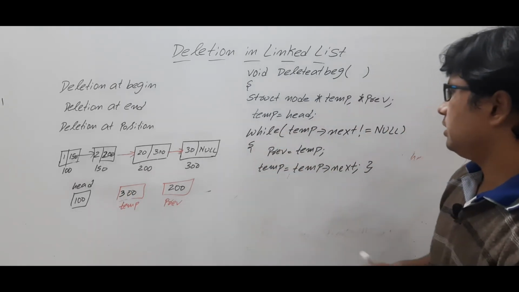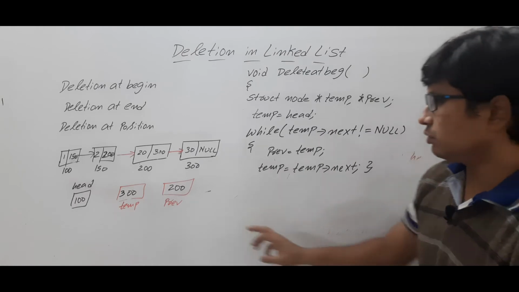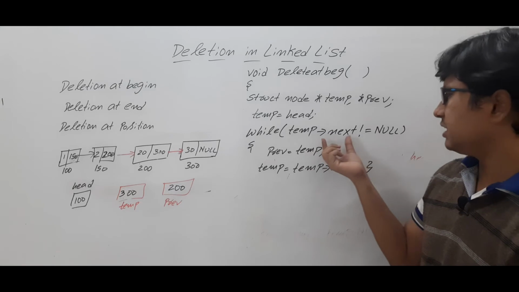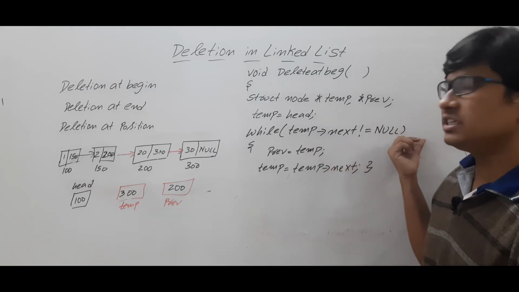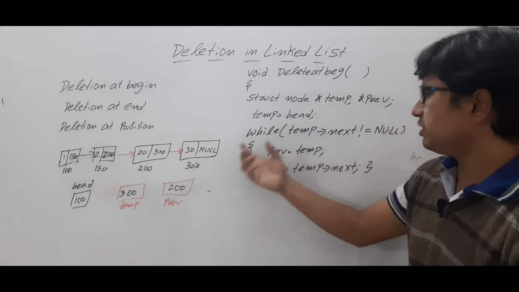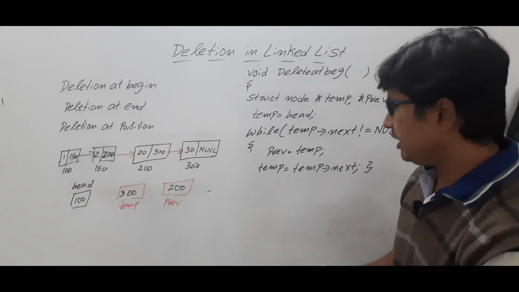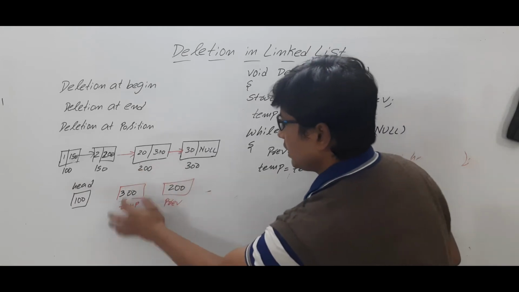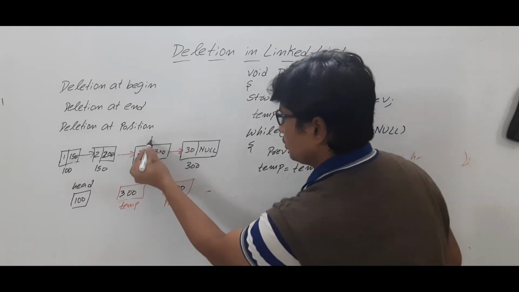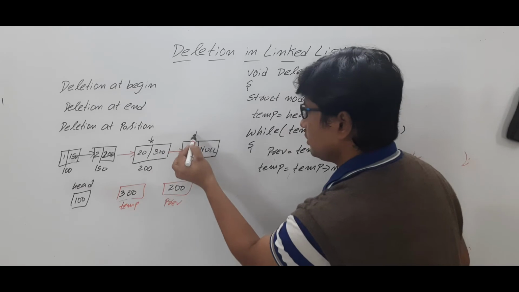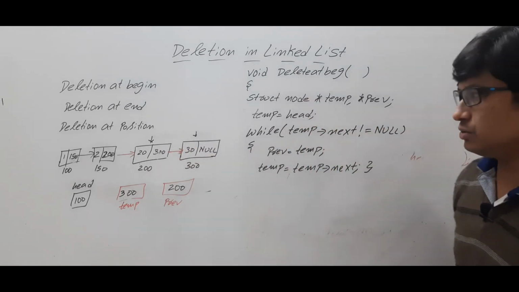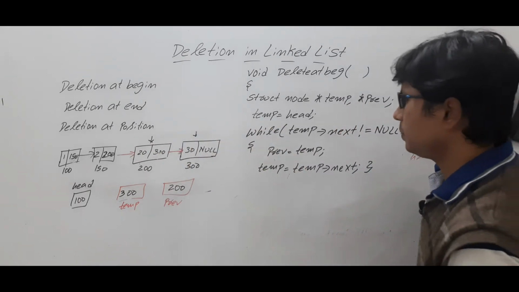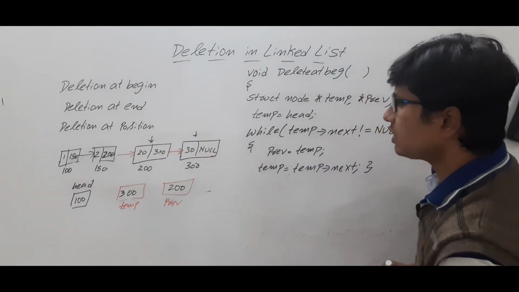Now look here. Temp of next not equal to null. 300 next is null. So null is equal to null, but the condition says null not equal to null, so this condition has failed. If this condition fails, it will come out of the while loop. Once it comes out of the while loop, look at where previous is pointing and where temp is pointing. Previous is pointing to this node and temp is pointing to this node. Is it clear for you or not? So we are in this position and in this position. Now what should I do? Is it clear? So now what I have to do?